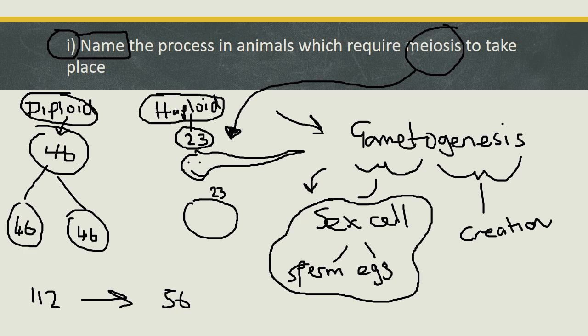So to recap, when you're answering this question in the test, name the process in animals which requires meiosis to take place. Simply put, the process is called gametogenesis. This is the production of sex cells, i.e. sperm and egg. If you want to go into the numbers, it's about producing haploid cells from diploid cells. You can do that. But what we need to do in the next couple of slides is to give you how that happens and why it happens.